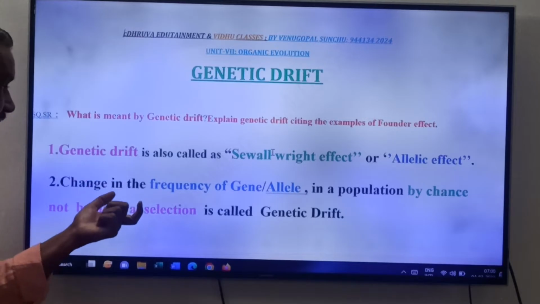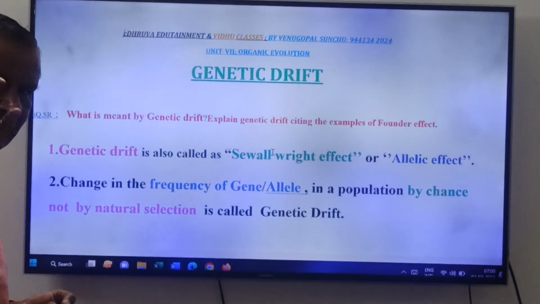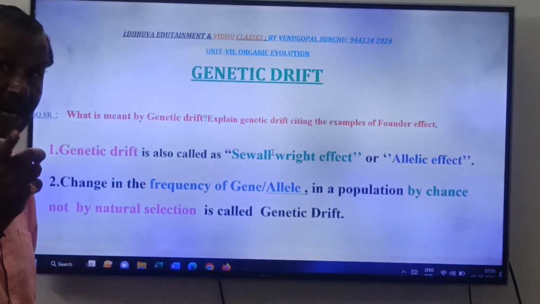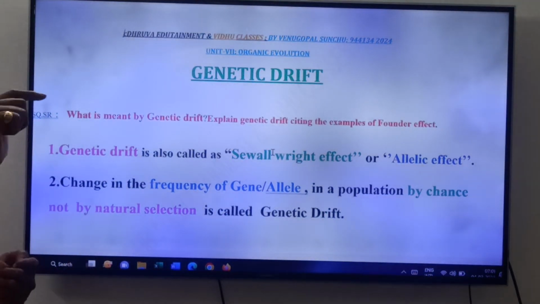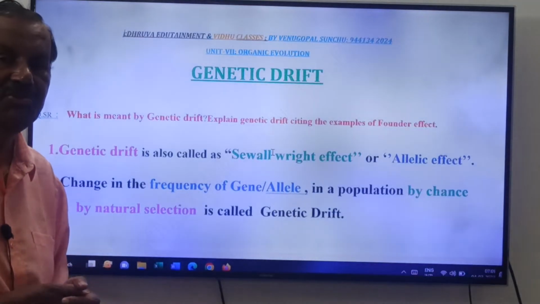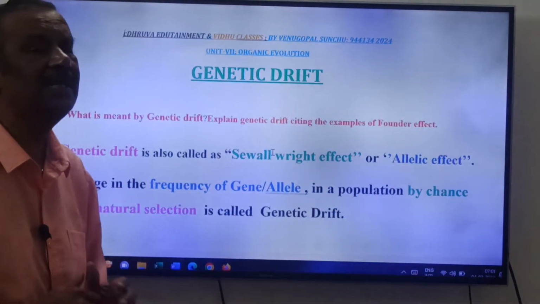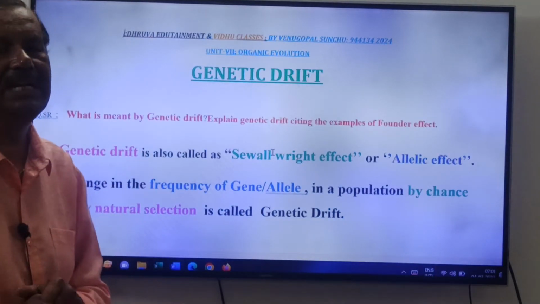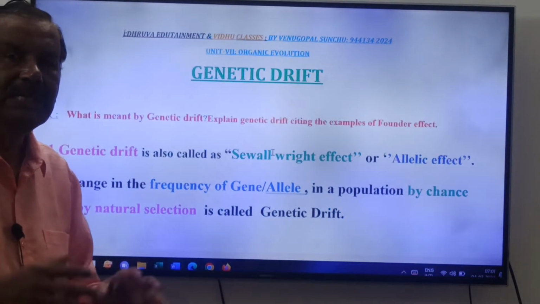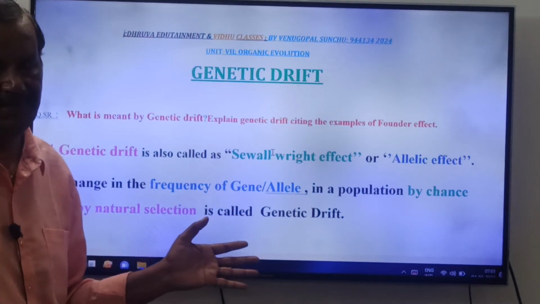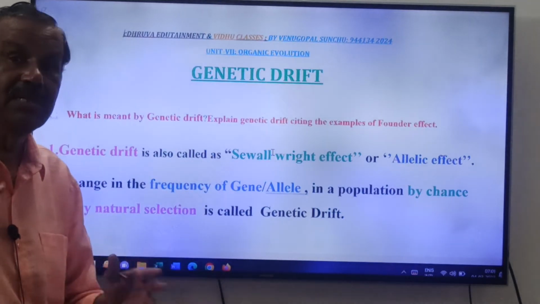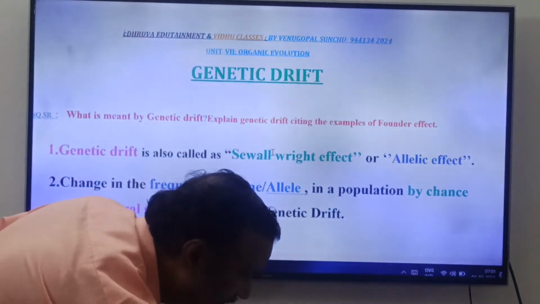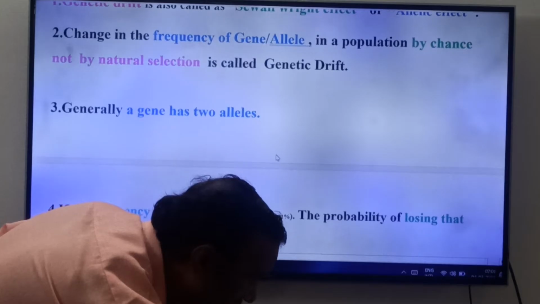Friends, change in the frequency of a gene or allele in a population by chance, not by natural selection, is called genetic drift. Friends, here, population means you have to concentrate on small population. Genetic drift occurs in small populations. It won't occur in huge populations, friends. It occurs in small populations only, not in huge populations. Okay, friends, that is about the definition.